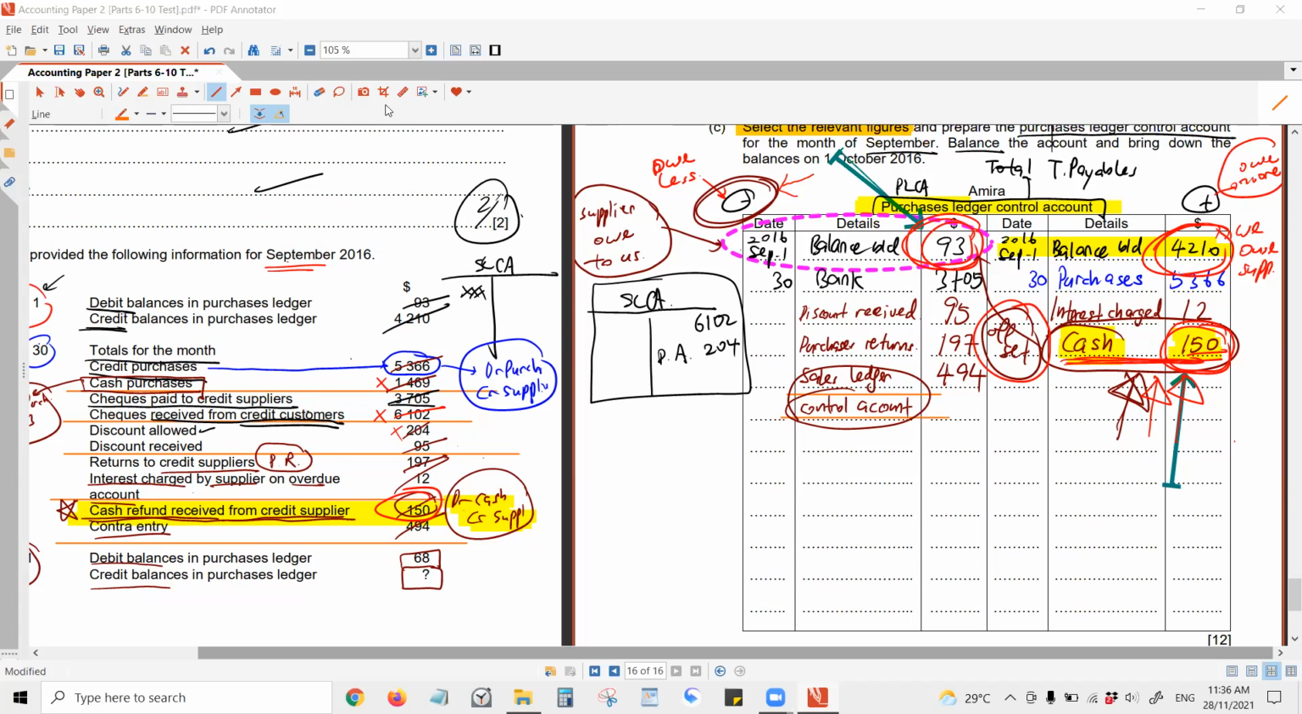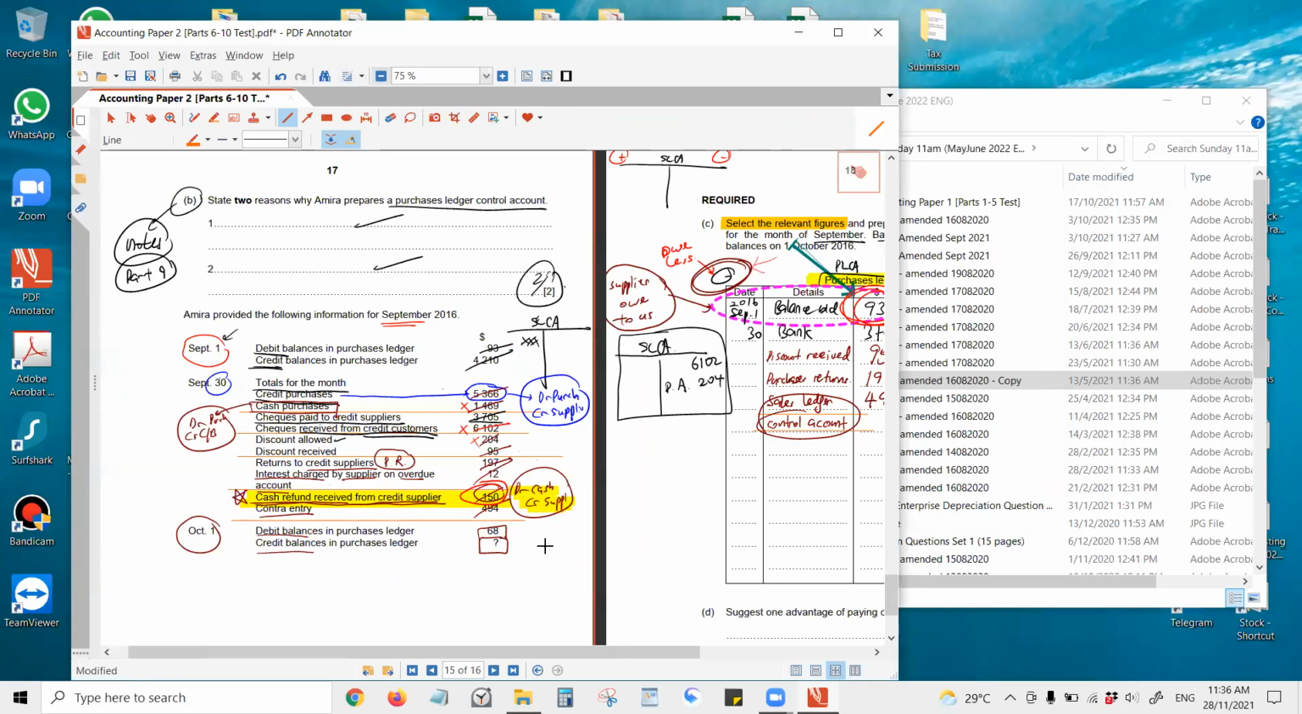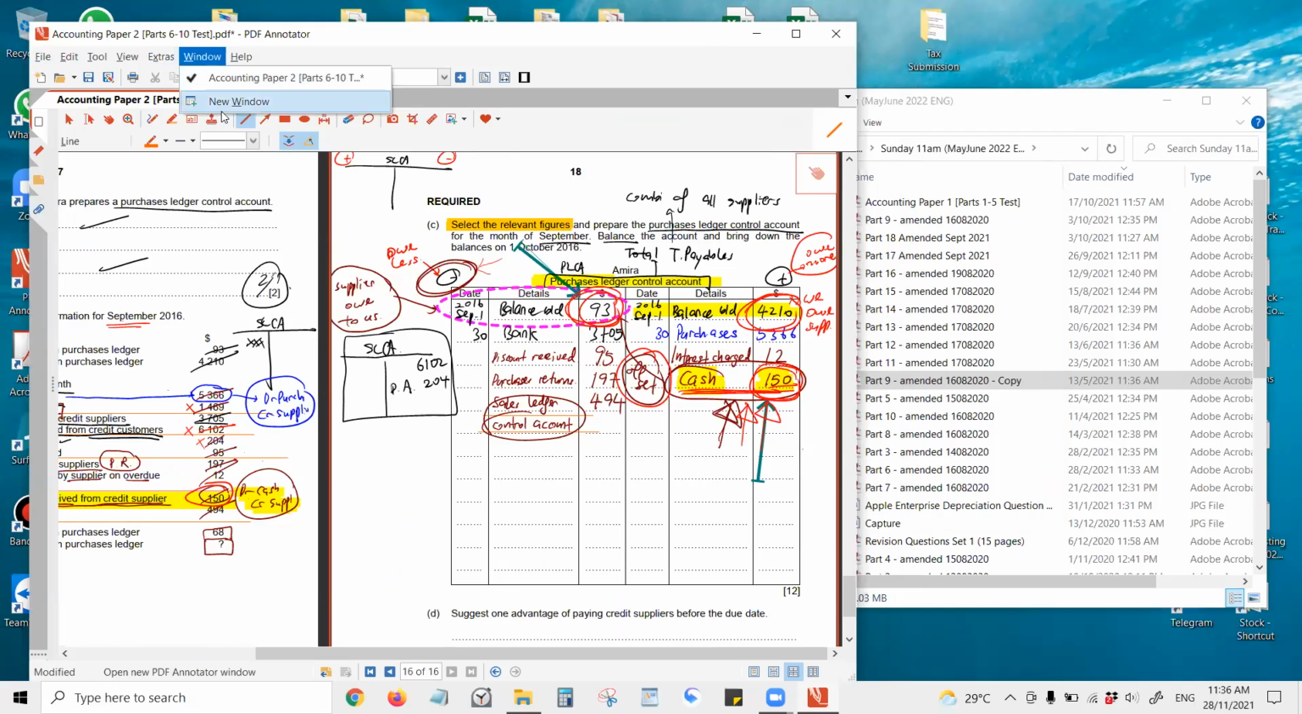Maybe I draw a clearer picture for you. Maybe you are still not thinking that this account is an account that combines all the suppliers' accounts. But it's going to take me 10 minutes. Okay.